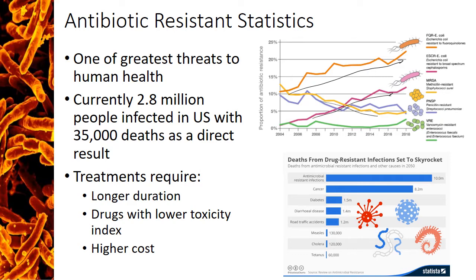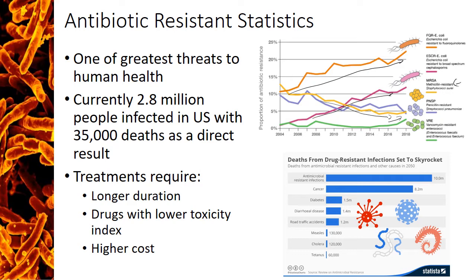So this line here is going down. That's MRSA. We've done a pretty good job, especially in hospitals, of screening for MRSA and trying to decrease its prevalence rates. That's about the only one that's really decreasing to any extent. And in conjunction, we're starting to see an increase in vancomycin-resistant organisms because we've been using vancomycin more to treat the MRSA. So currently in the United States, there are about 2.8 million people infected every year with one of these antibiotic-resistant strains.